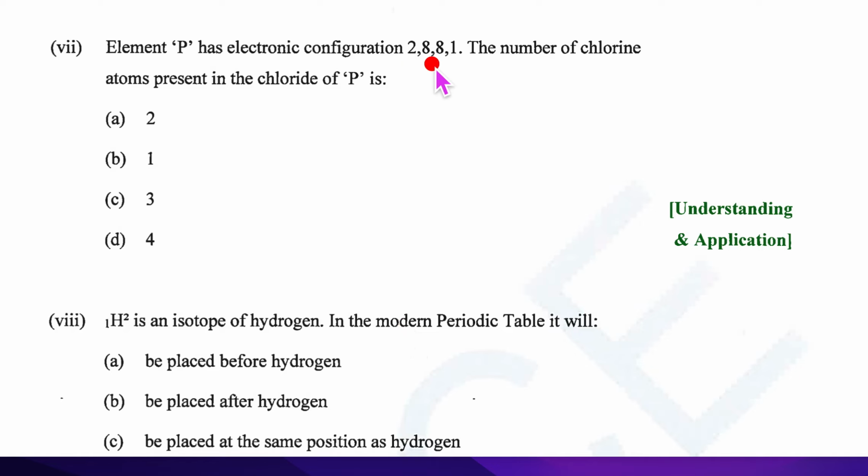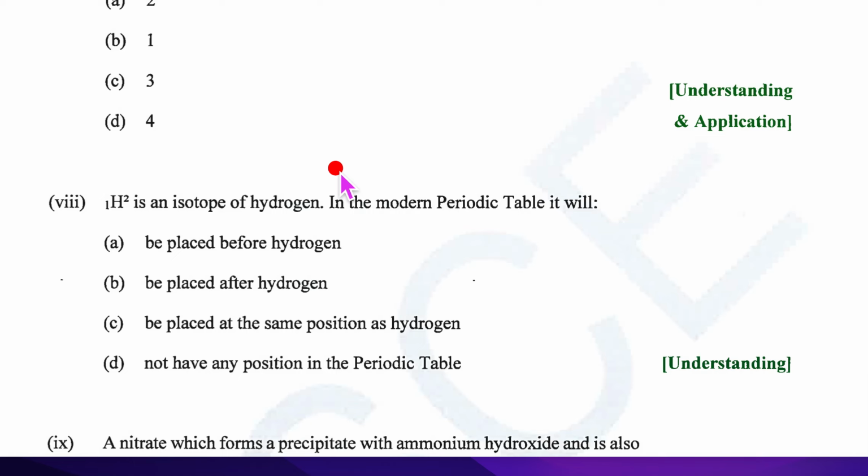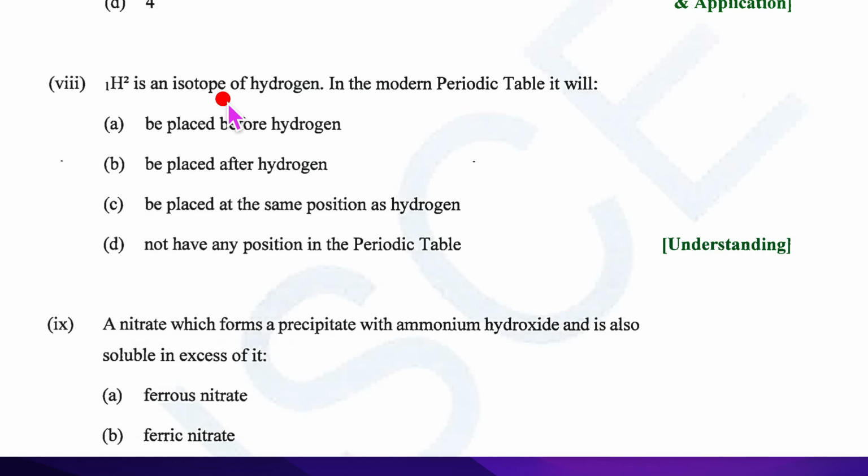P has electronic configuration 2, 8, 1. That means it is P1 plus valency. Number of chlorine atoms in the chloride of it will be 1 only. Correct? Because Cl is 1 minus, P is 1 plus. This is the isotope of hydrogen in the periodic table. In the periodic table, as long as the atomic number is the same, it will be placed in the same place. Okay, so it will be placed in the same position as hydrogen, yes.